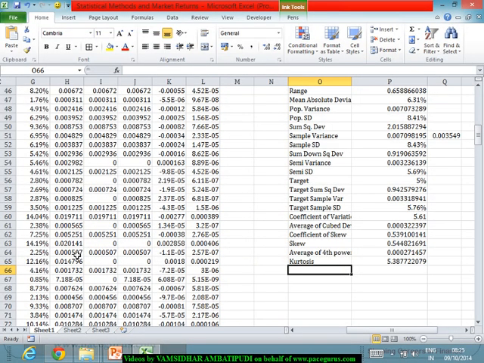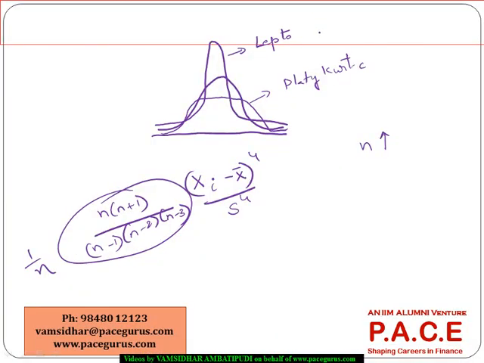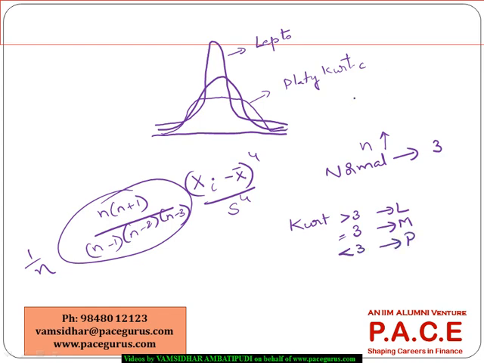And what we typically see is, if the distribution is normal, this kurtosis value will be equal to 3. So if it is greater than 3, we call it leptokurtic. Equal to 3, we call it mesokurtic. Less than 3, we call it platykurtic.